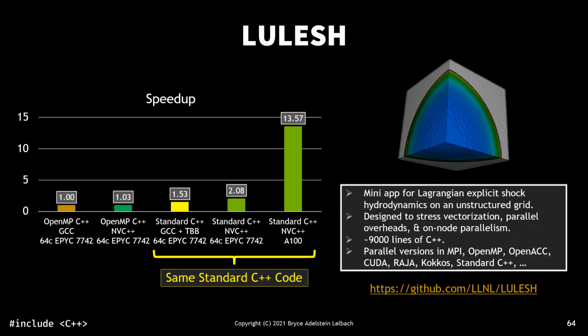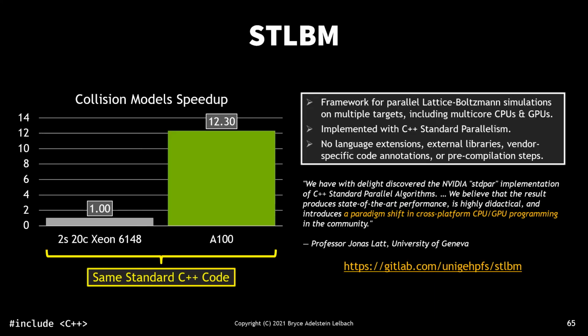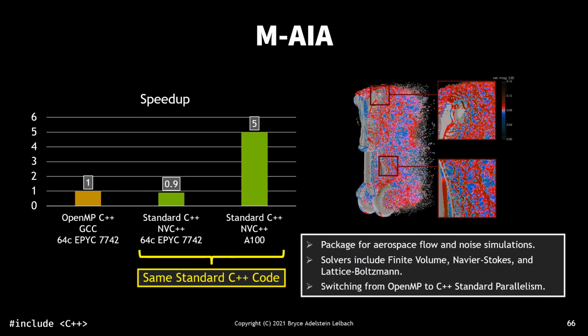CPUs or GPUs. Another example is STLBM, a lattice-Boltzmann framework written from the ground up in standard C++. It can run on multi-core CPUs and GPUs without any code changes. It doesn't use any language extensions, external libraries, vendor-specific code annotations, or pre-compilation steps. Just standard C++. Palabos, a codebase for aerospace flow and noise simulations, has ported to C++ standard parallelism. They're planning to move from OpenMP to standard C++.